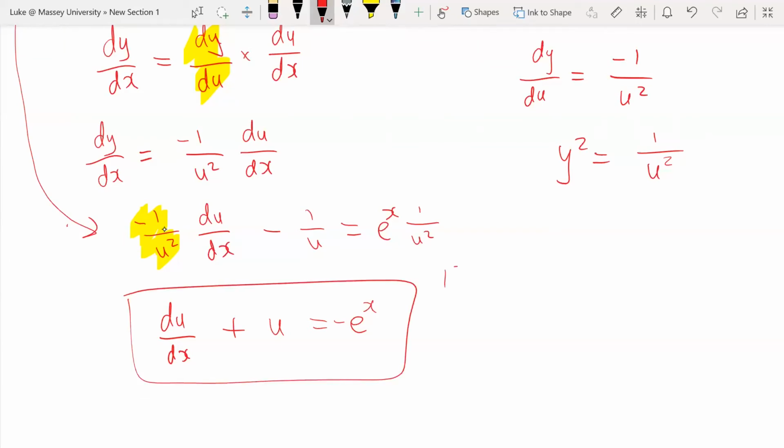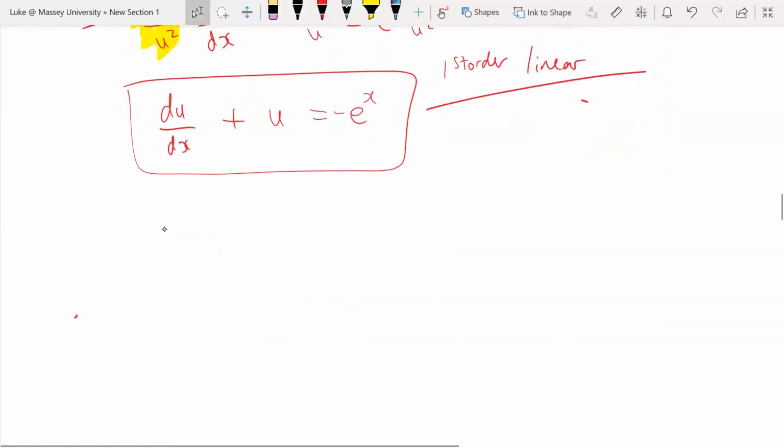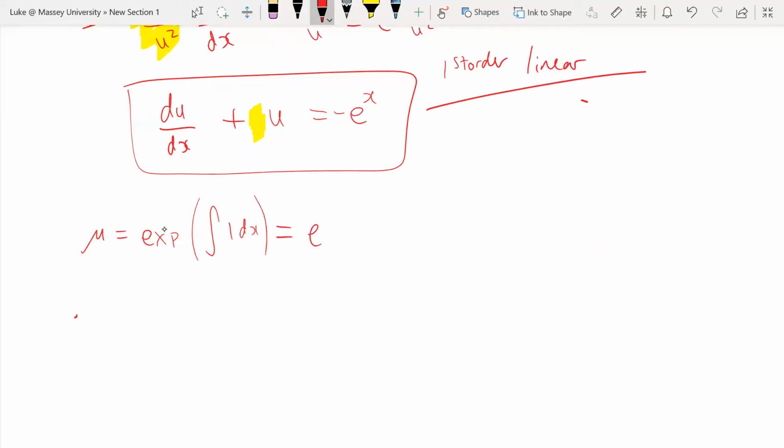You'll notice that this is first order linear. So I can actually use the integrating factor method here. Okay, so let's write that. Write the integrating factor. Mu is equal to the exponential of the integral of whatever's multiplying the linear term here, or the u term. So that's just 1. So that's just simply e to the x, right?